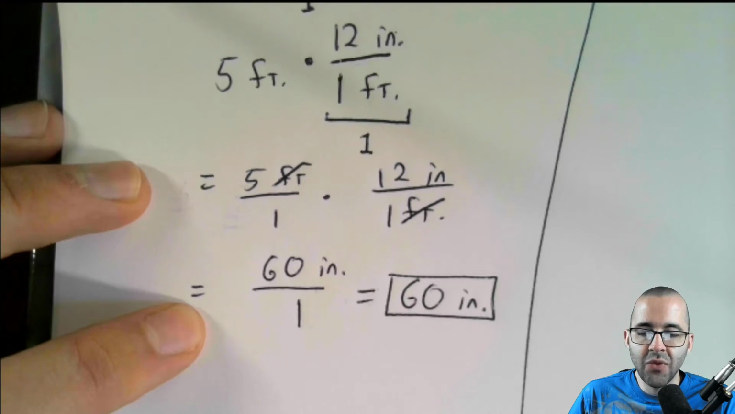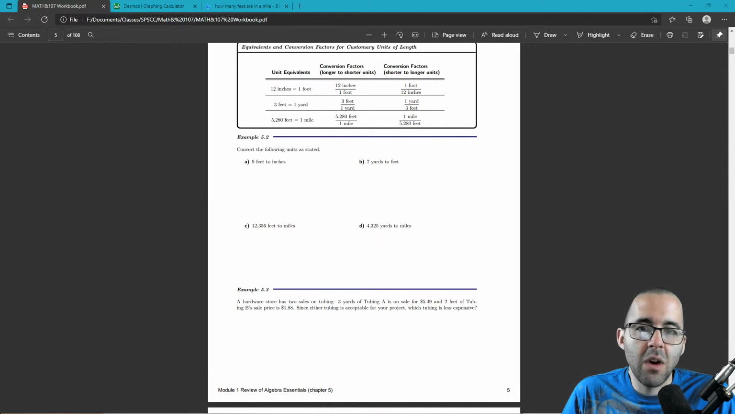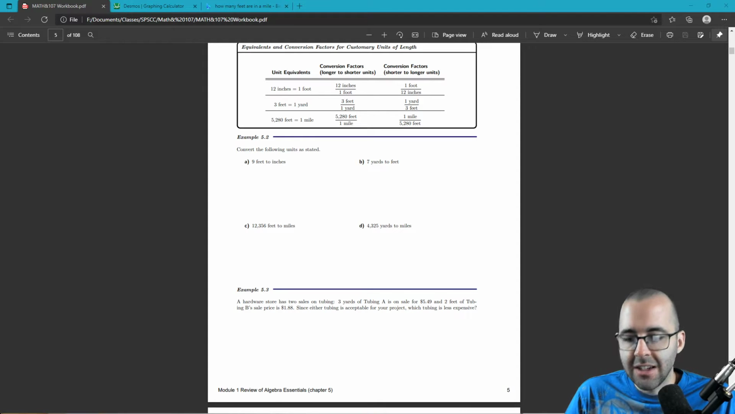Okay, so that's an example here. All that we have here is we're just multiplying things by 1. So you can do it in either order. You choose whichever one of these you need so that the cancellation happens. So let's look at this. Example 5.2a. We need to convert 9 feet into inches. How do we convert 9 feet into inches?